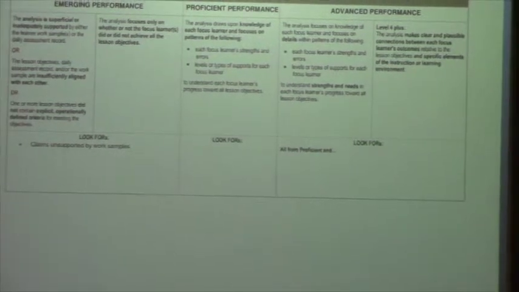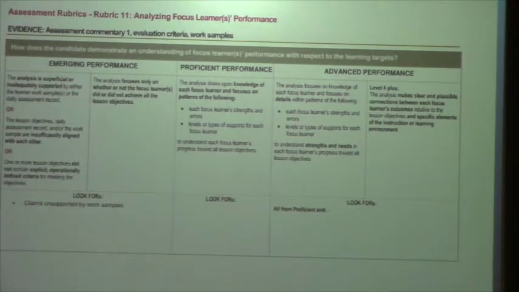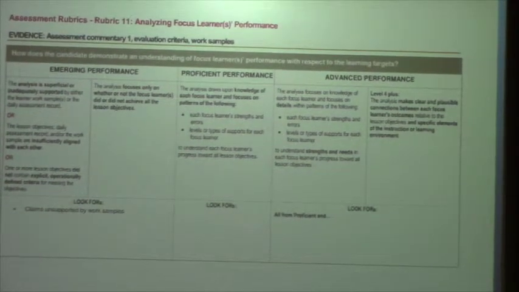Take a really quick look at the rubrics. So rubric 11 is looking at analyzing focused learners' performance. And the evidence that they're going to use for this is assessment commentary 1, evaluation criteria, and work samples. And the question that they have is, how does the candidate demonstrate an understanding of focused learners' performance with respect to the learning targets? So you have set your learning targets, and they want to know how you're demonstrating that you understand how your students are performing.